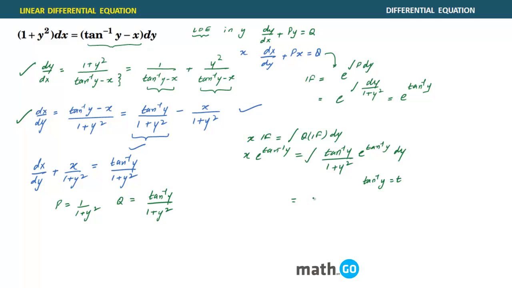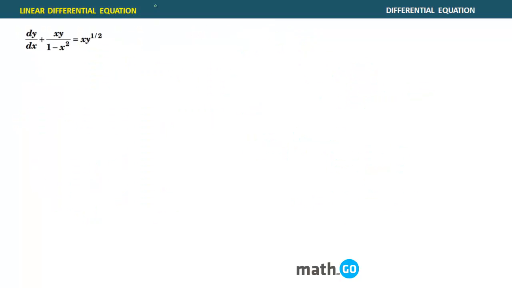Because if you take this, what will happen? It will become t e raised to power dt, and then you just have to use by parts to solve this problem, which I hope all of you can solve. Now let's take another variety of LD.